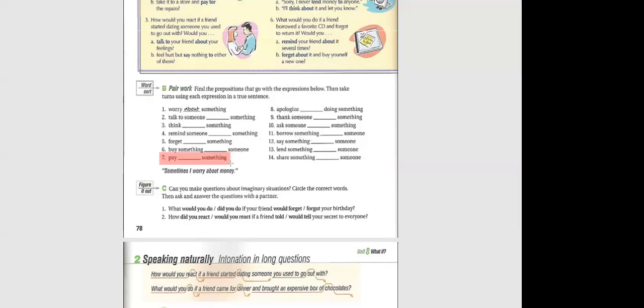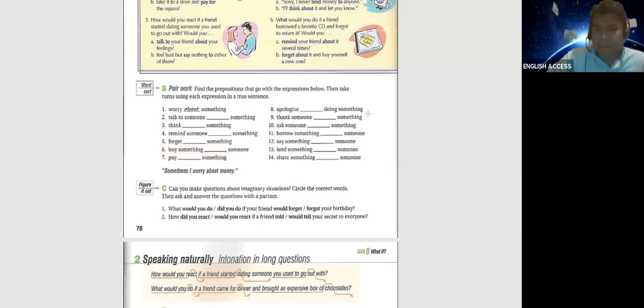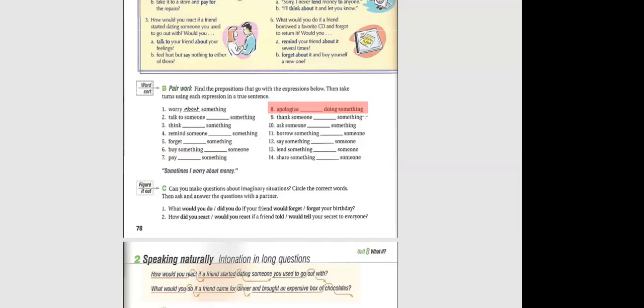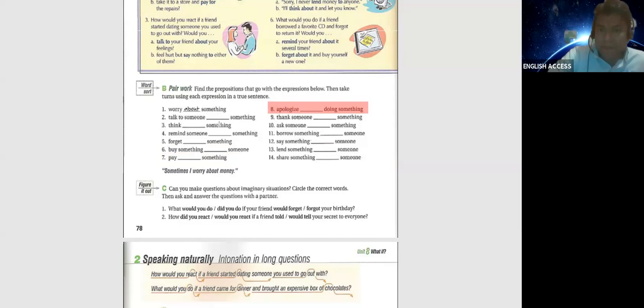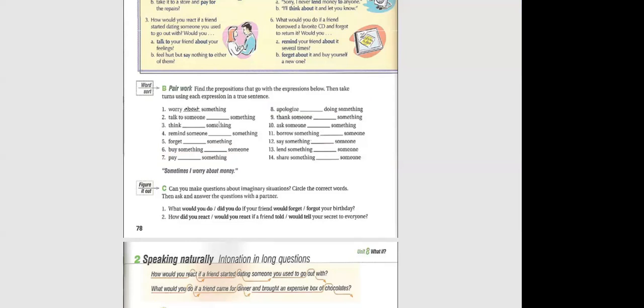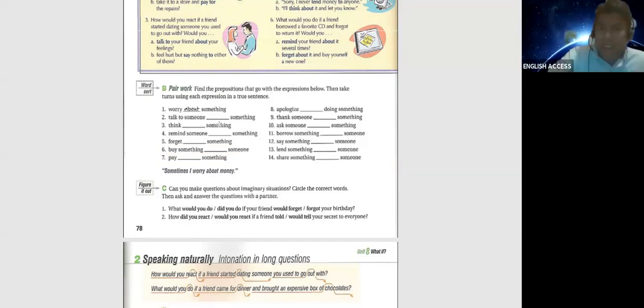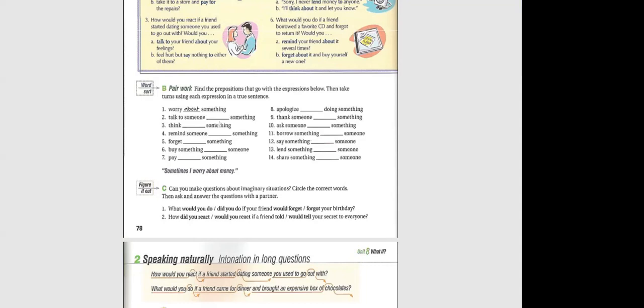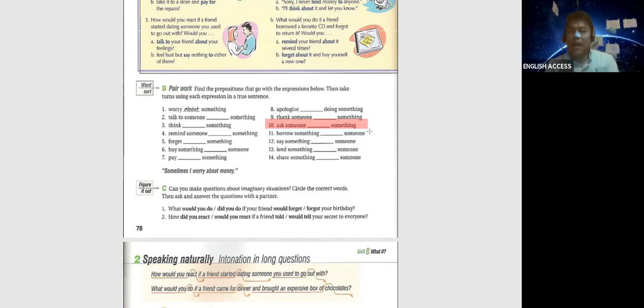Pay for something. Yes. Number eight. Apologize for doing something. Yes. Number nine. Thank someone for something. Yes. Ten. Share something with someone? Is that number 10? Ask about something. Yes, you can say about or for, and that has a different meaning.